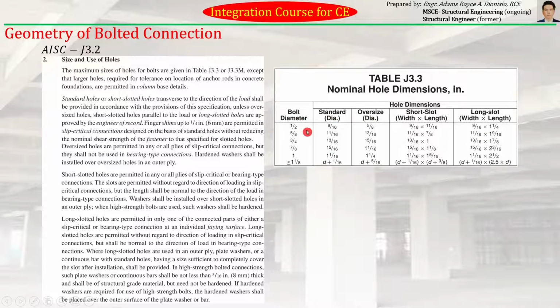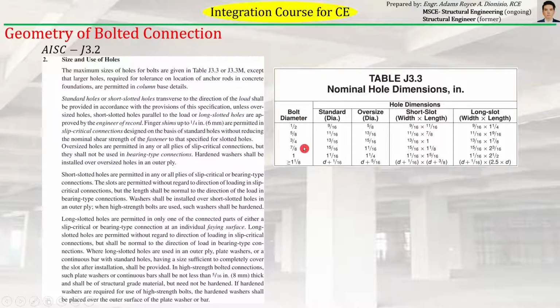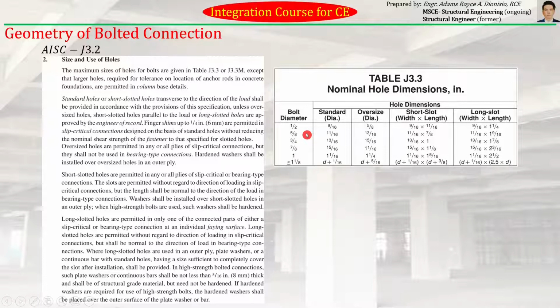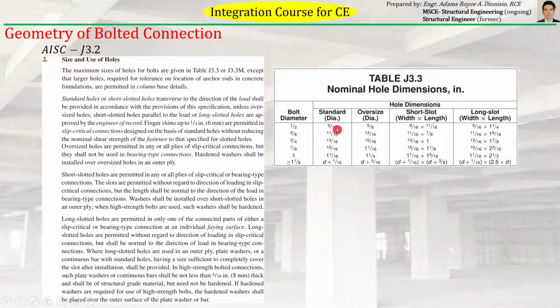If you will try to refer dito sa leftmost, nakalagay dito yung bolt diameter. Okay? Yung bolt diameter, hindi siya parehas ng nominal hole diameter. Kasi yung nominal hole diameter, usually, that is 1/16 inches larger than the bolt diameter. Okay. So like this one, 1/2, dagdagan natin siya ng 1/16. The answer would be 9/16. So yun yung magiging nominal hole diameter ng hole for a bolt diameter of 1/2. But that is for standard size.